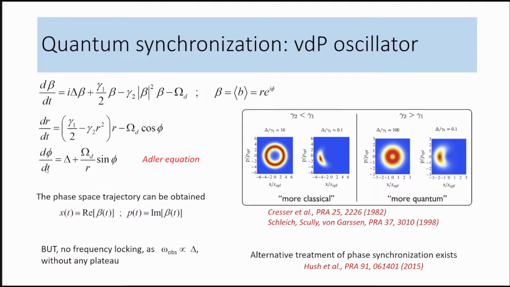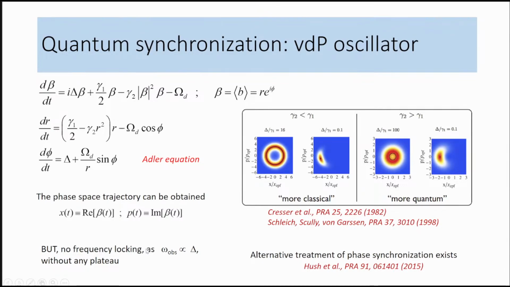And if you plot this phase space trajectory, that is nothing but the real beta, imaginary beta plot, the XP plot, then it looks like a very nice limit cycle. And all this is both in the classical and quantum domain.